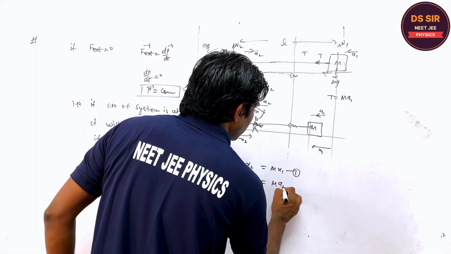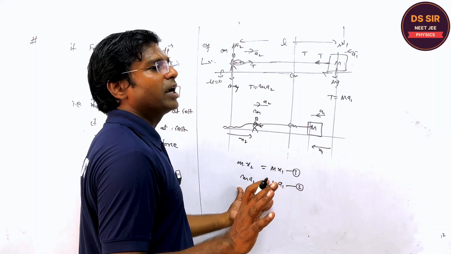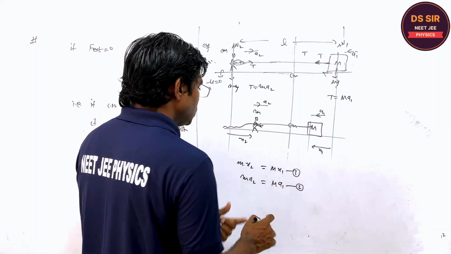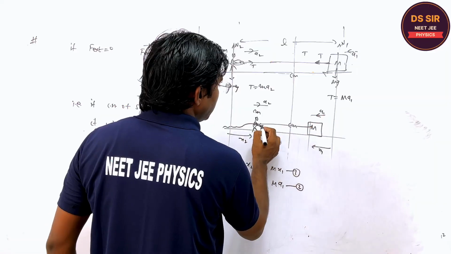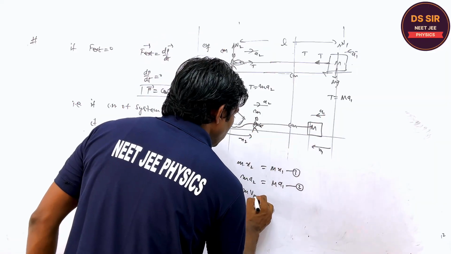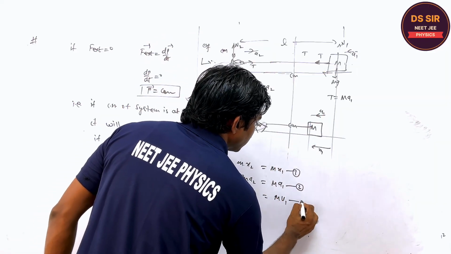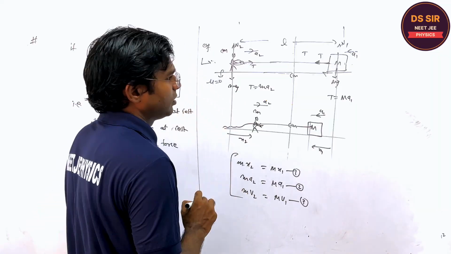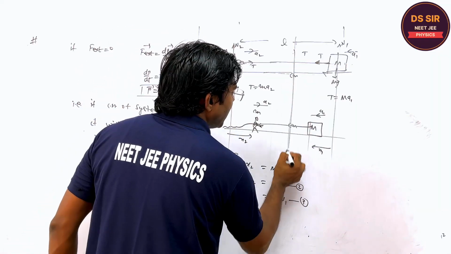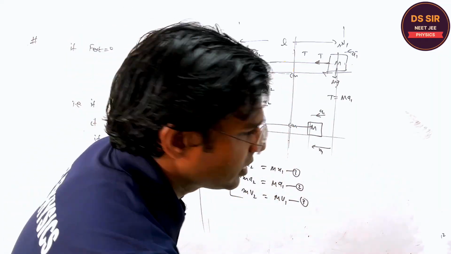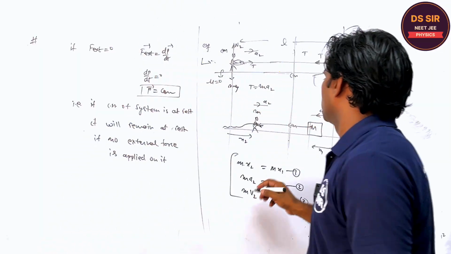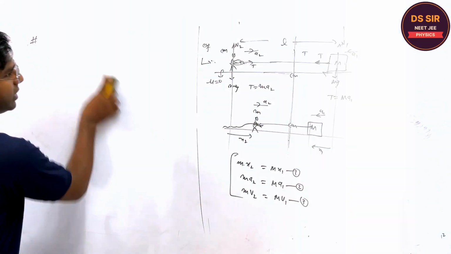m a2 is equal to capital M into a1. Are you getting or not? Also, if it acquires some velocity, m v2 is equal to what? Capital M v1. Are you getting this thing or not? But the center of mass will remain at rest. Is it clear or not? Copy this. Listen to one thing.